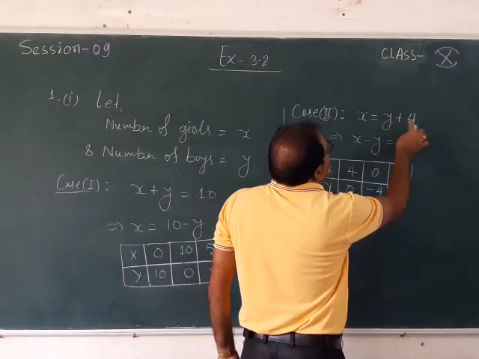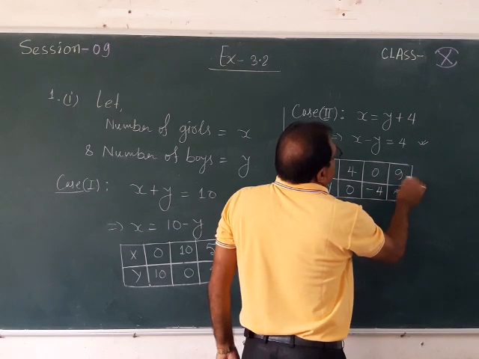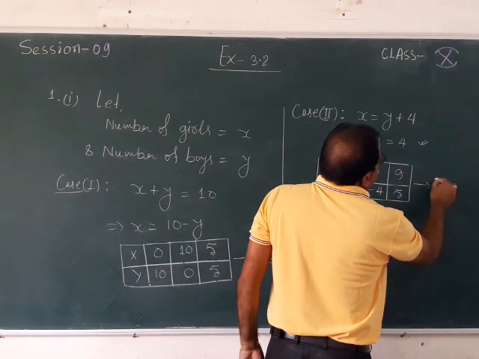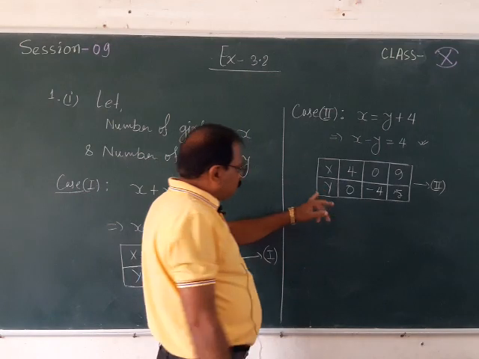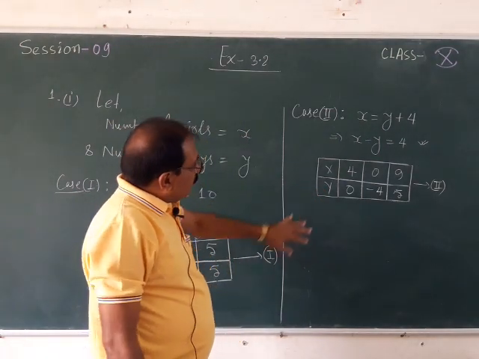So if y is 5, then 5 plus 4 becomes 9. So this is the second equation, the solution set for the second equation.